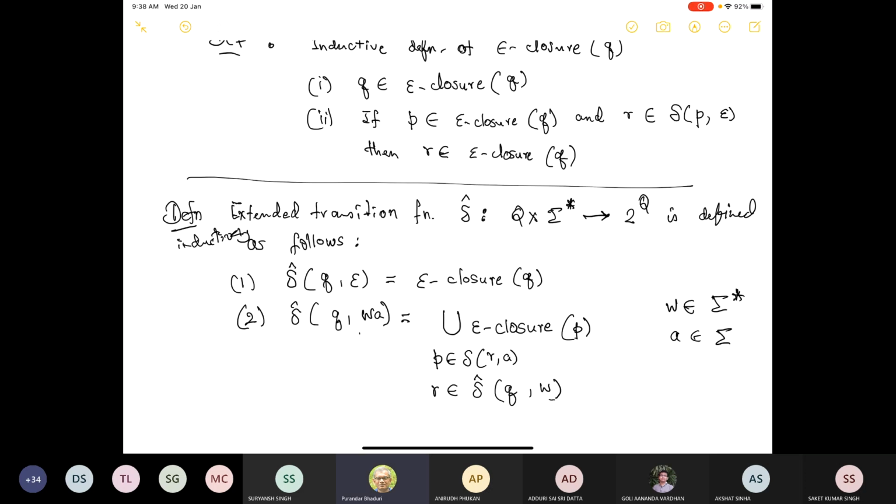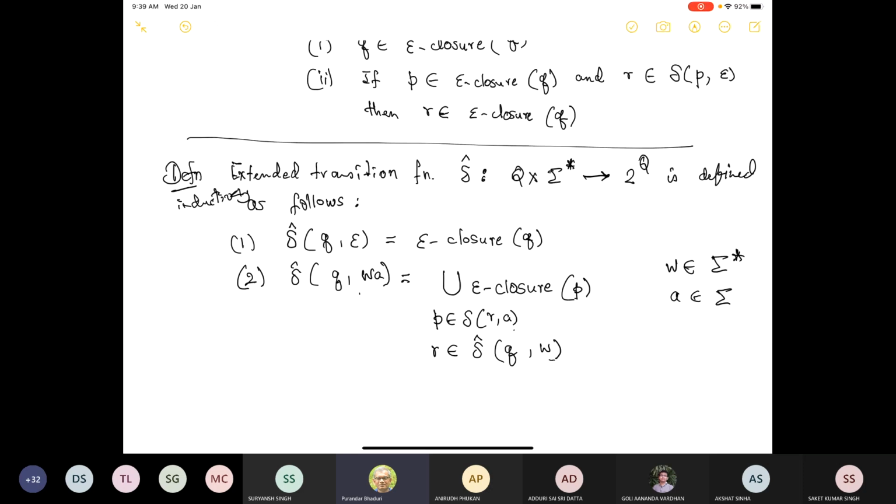So any questions, comments, doubts about this definition? First, compute the set of states that I can reach by processing W. Then see where I can reach using that symbol A from the states I reached in the first step. And finally apply epsilon closure to all those states, and then take their union. So if you have difficulty following this definition, you should take an example and do the computation yourself.